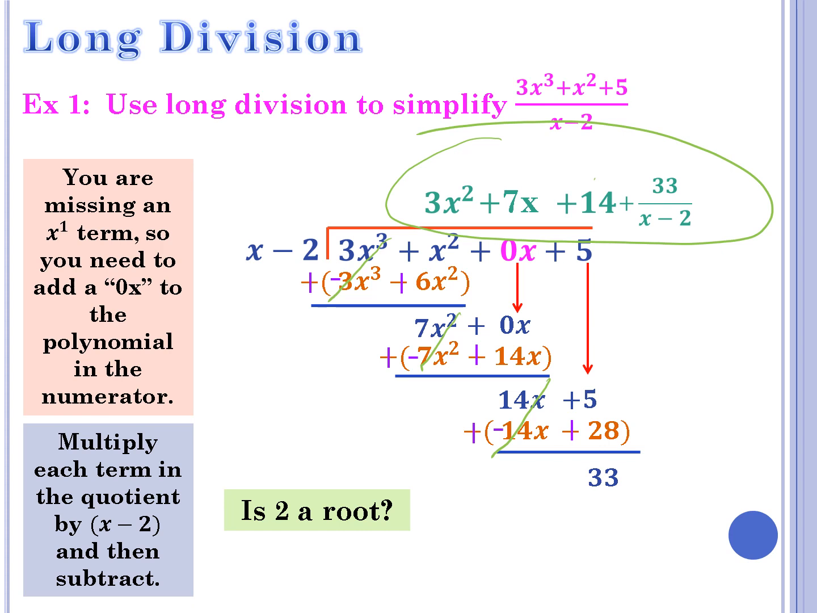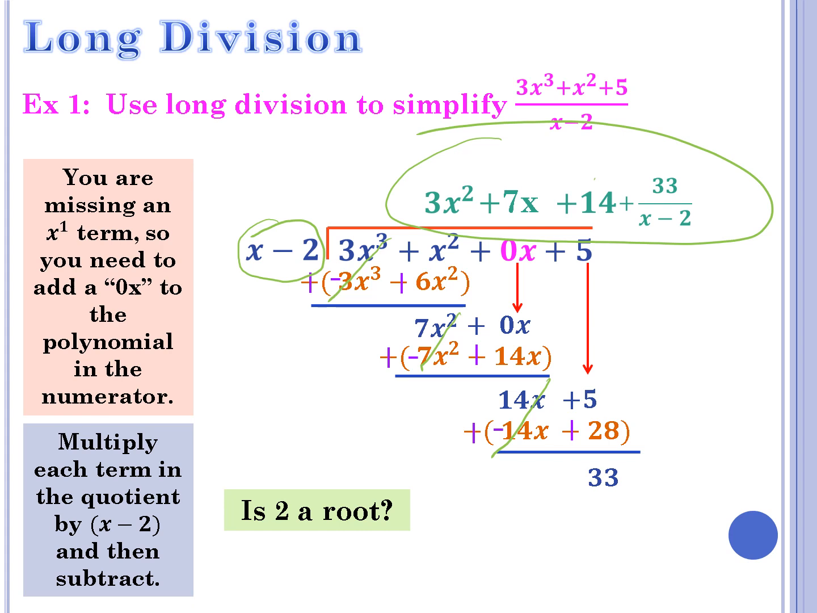Okay, now, is 2 a root? And you may be wondering, where did that 2 come from? Well, your divisor could be a factor. So if x minus 2 is a factor, then that would make x equals 2 a root.